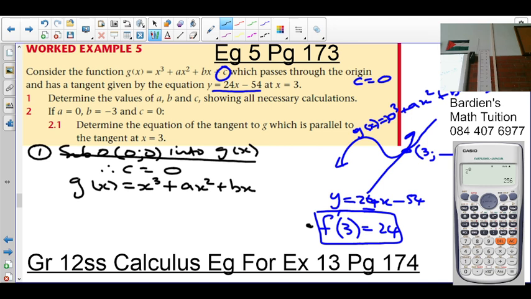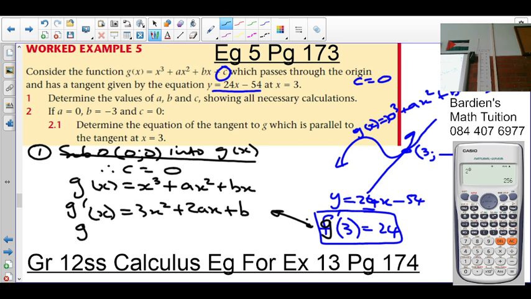As you can see, there are two unknowns at this point, which are a and b. So what must we do? We must end up with two equations so that we can do simultaneous equations. So what we do is we apply the derivative. It is actually g here, sorry about that. So we're going to apply g prime of x is equal to 3x squared plus 2ax plus b. Now this comes into play, no? g prime of 3 is 24.